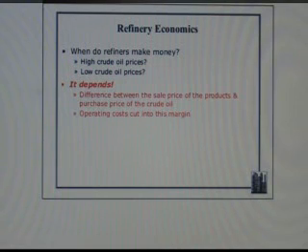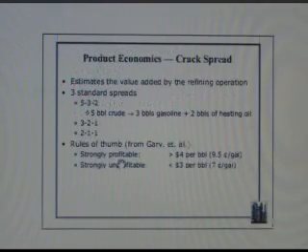Okay. How do refiners make money? High crude oil prices or low crude oil prices? I guess the answer is it depends. It's the difference between the sale price of the product and the purchase price of the crude oil, and the operating cost. Okay. This chart shows 3 different ways of answering that question. It's called crack spread. Effectively, it means how much upgrading you make on the crude.